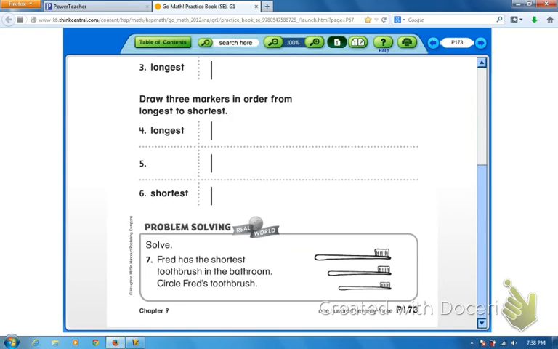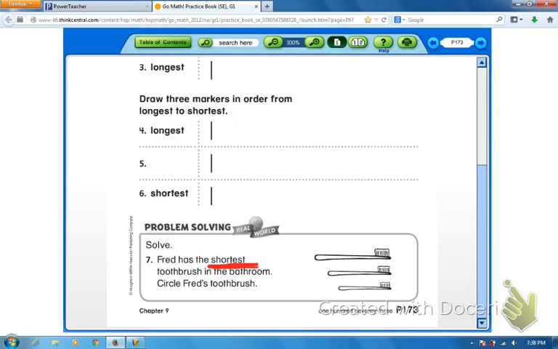So once again, those vocabulary words are the most important thing for measurement. If they do not understand the word shortest or longest, that will make students struggle. So make sure you're using those words. Instead of bigger or smallest, use the word shortest and longest.